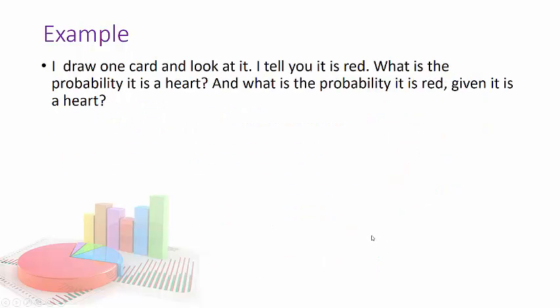And I'll do it with the equations and I'll do it with the picture. I draw one card and look at it. I tell you it is red. What is the probability it is a heart? Now, you're probably going to intuitively tell me it's 50%, and you're right. And then, what is the probability it is red given it is a heart? And you're going to tell me intuitively 100%, and you'll be right. So let's look at the math behind it. Probability of a red card in general is 0.5 or 50%.